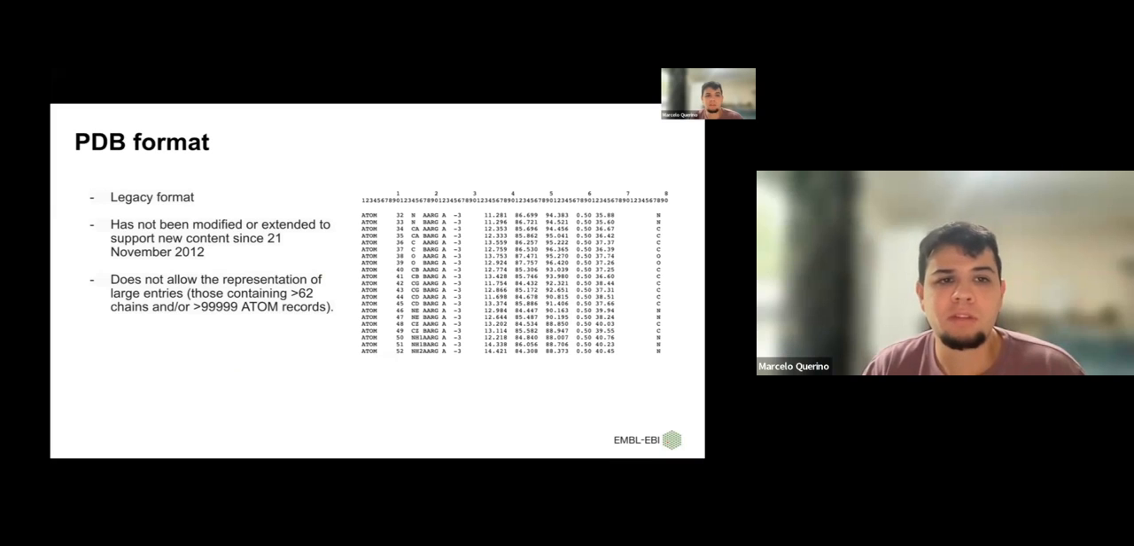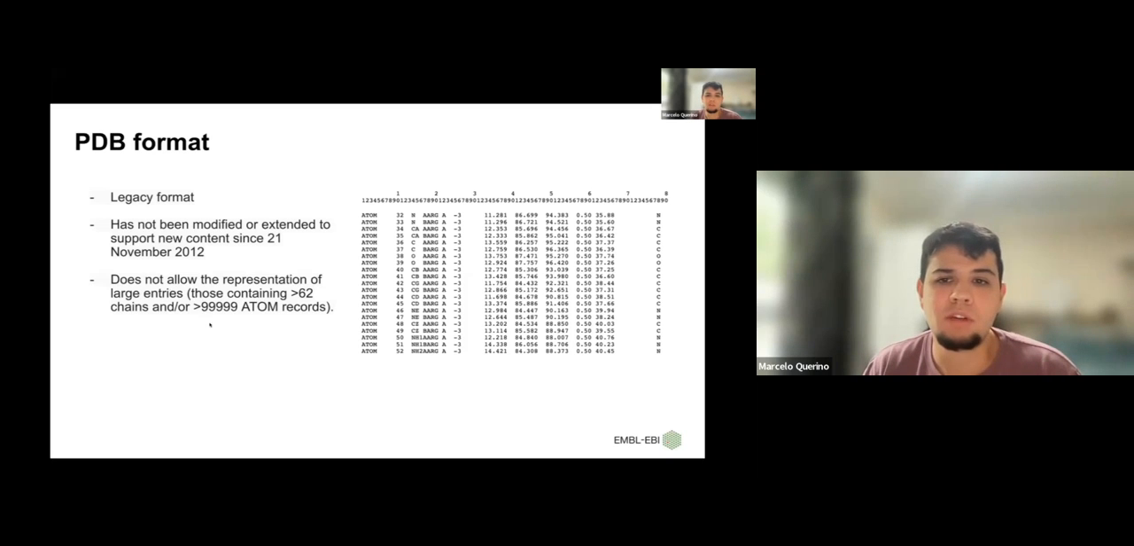About the format itself, what people are usually more used to is the PDB format, which is our legacy format that has not been modified or extended to support new content since 2012. Its main limitation is that it does not allow representing large entries. Entries that contain 62 or more chains, or more than 100,000 atoms, cannot be represented in this format.